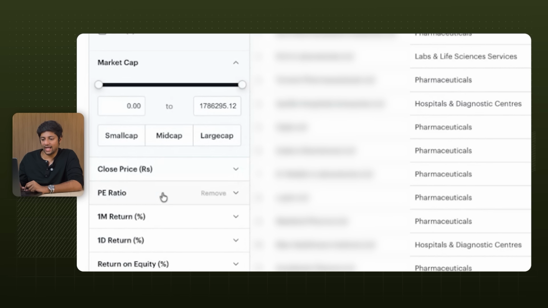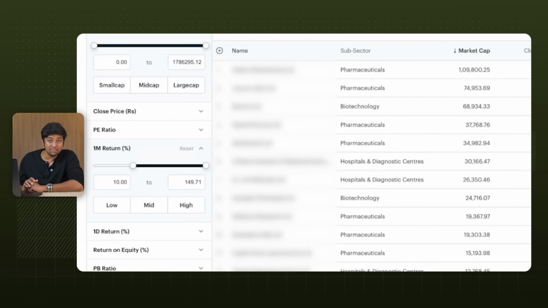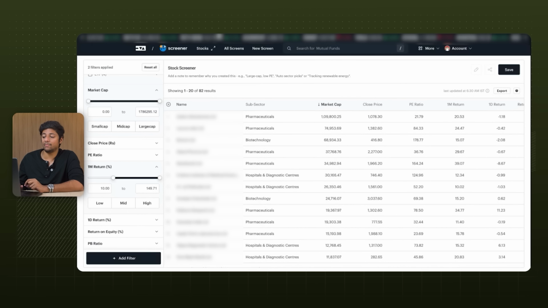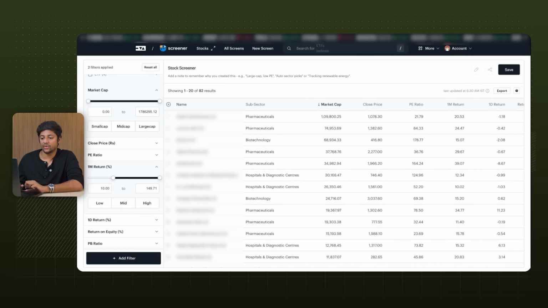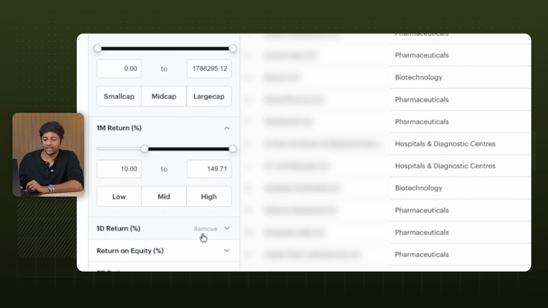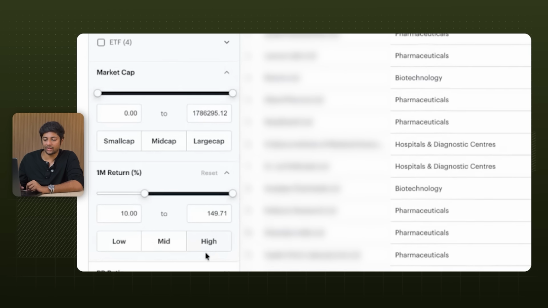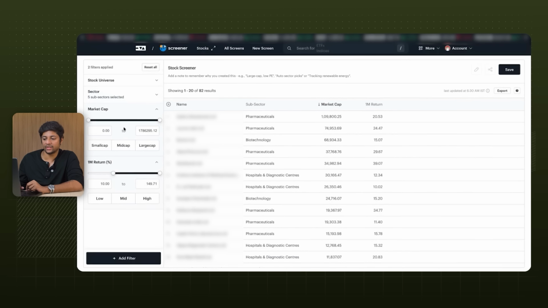Okay, next I will add 1 month return. So I want 1 month return to be 10% and above. That means in the last 1 month, these stocks have gone up 10% and more. Okay, so if they've gone up 10% and more, then definitely this is something interesting for me to look at. Okay, so that means movement is going on, market is going on. Close price not required, P ratio as of now not required, 1 day return not required, return on equity not required, price to book not required. Okay, these are basically two things that I have put.